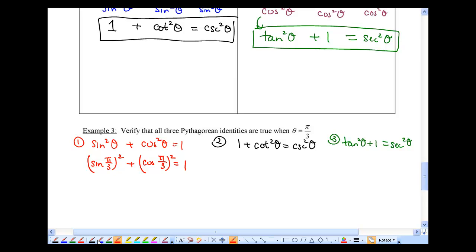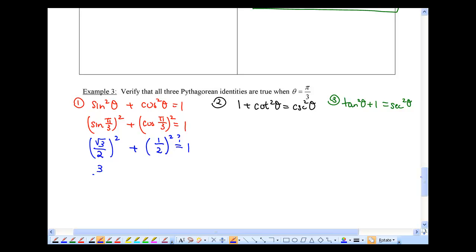Special angle table, if you don't remember that. Sine pi over 3, that's 60, that's, I think, root 3 over 2. Cosine pi over 3, yeah, that's 1 over 2. Does this equal 1? I think it does. Yay! 1 equals 1. Yay! Sorry. Getting too excited. Okay, you try the rest. I'll be quiet. Shh.